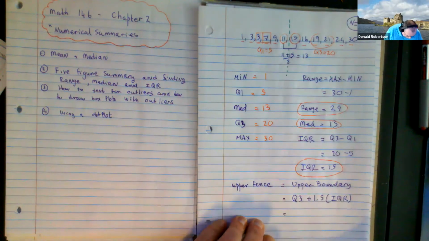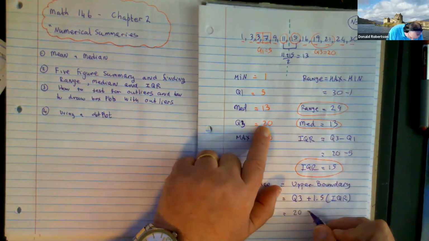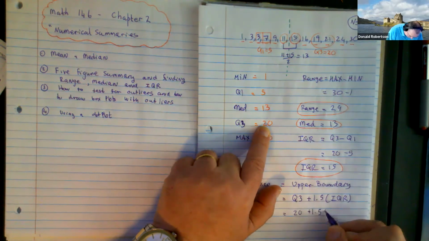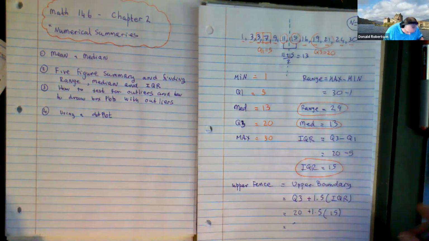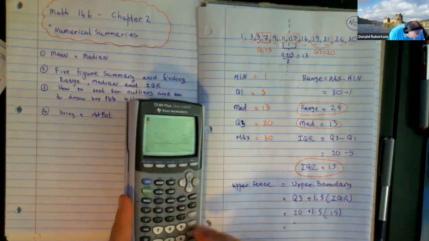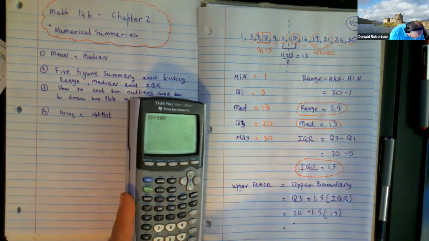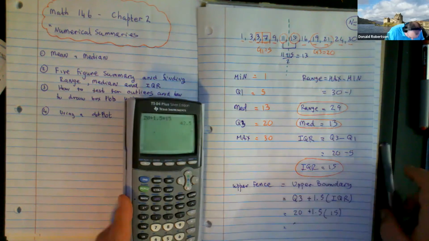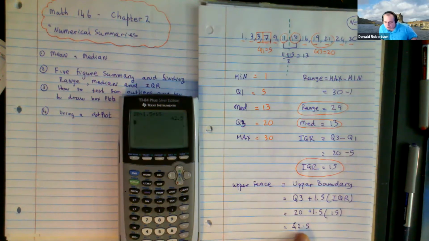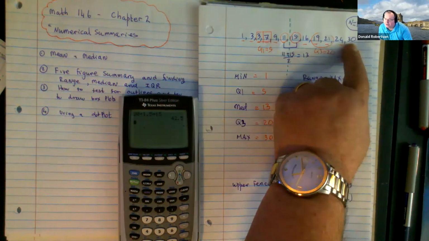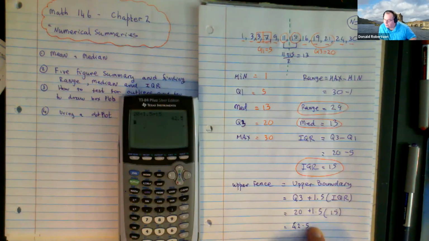So in this case, Q3 is 20 plus 1.5 times 15. I'll do it in one go: 20 add 1.5 times 15. I get the answer 42.5. So the rule is, don't you have to be bigger than the upper fence to qualify as an outlier? Great. Now, is 30 an outlier? No. I didn't think it was, but as I said, I've been proved wrong.